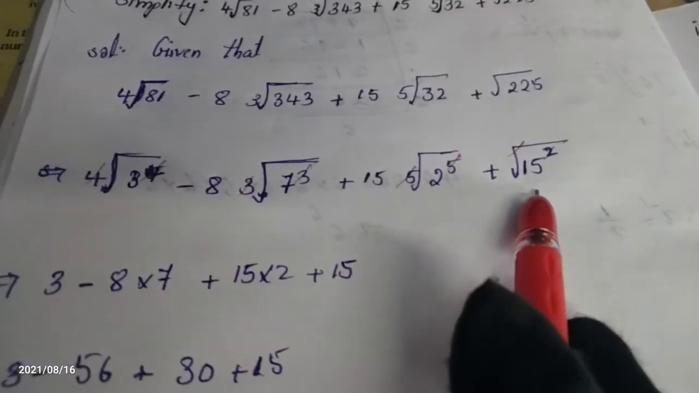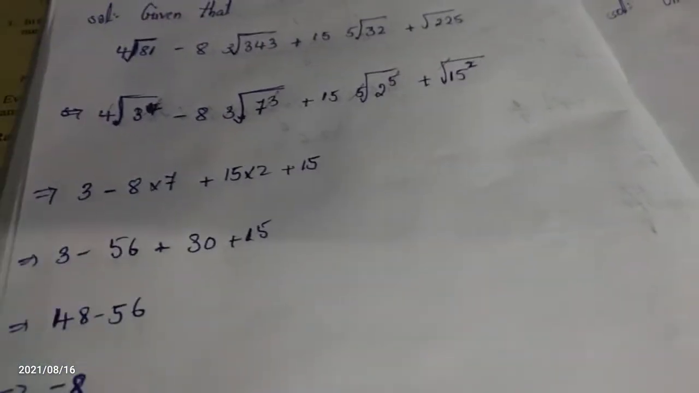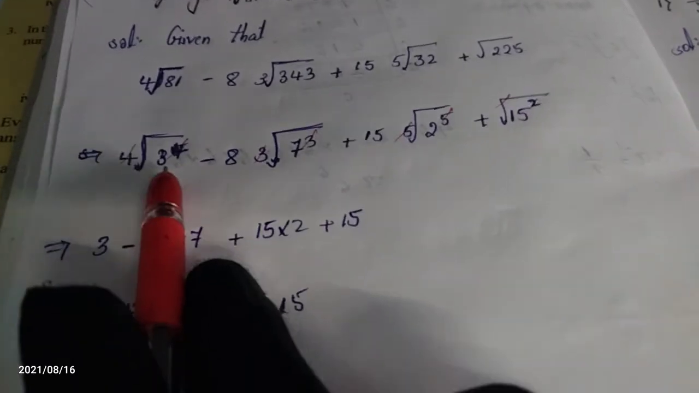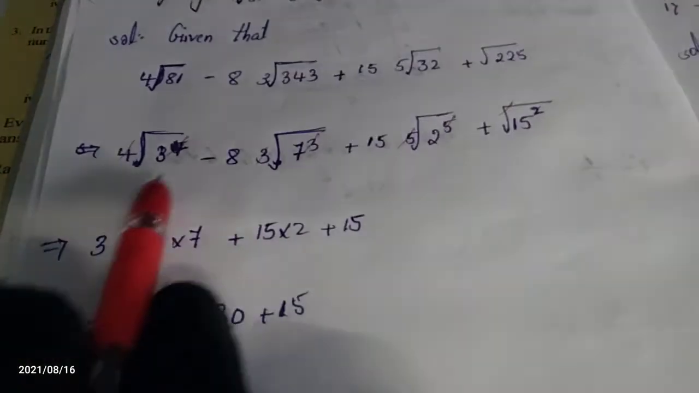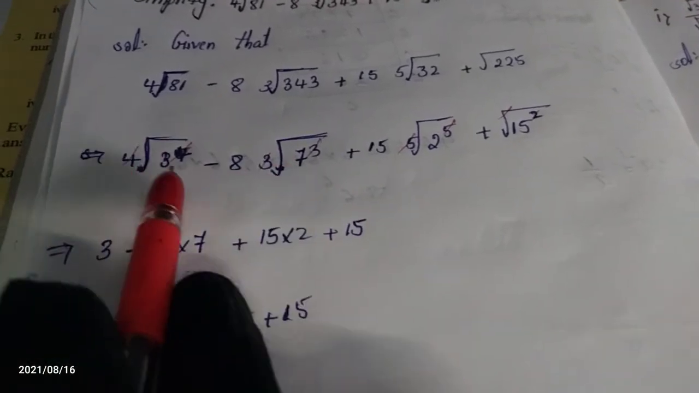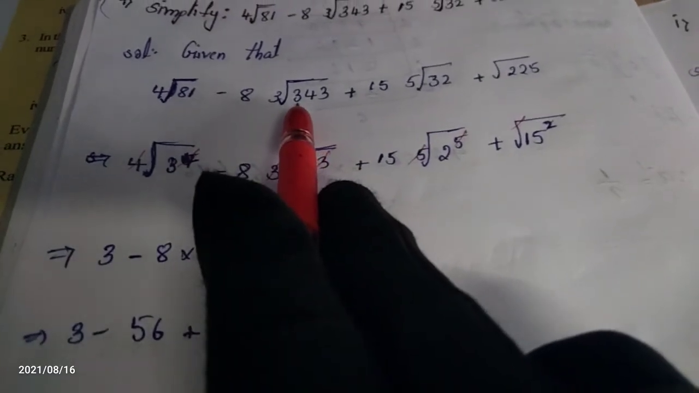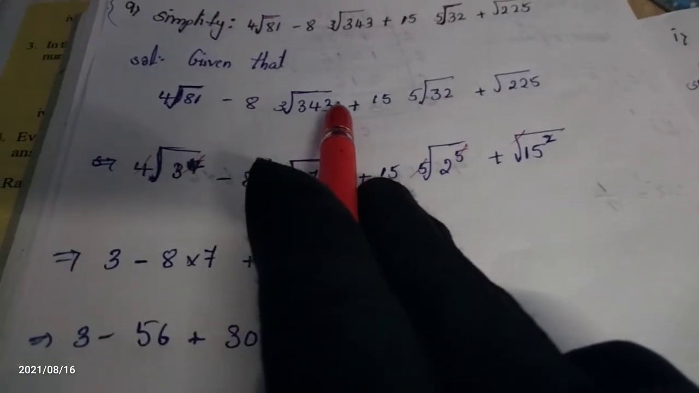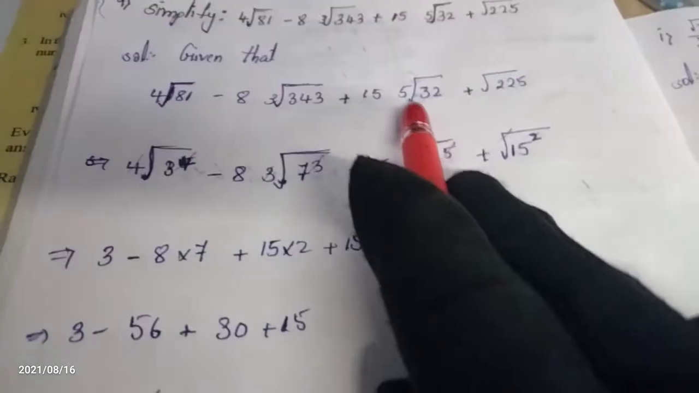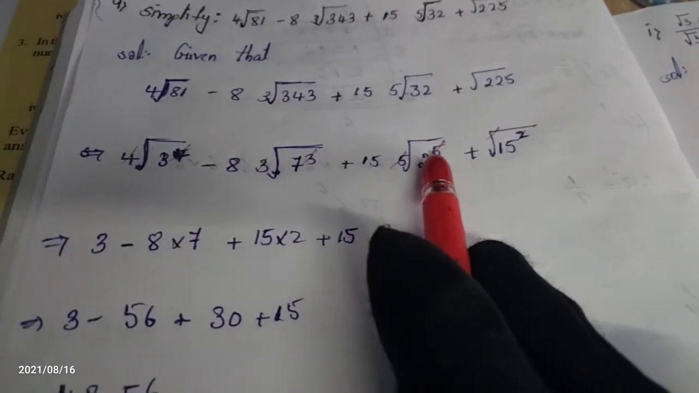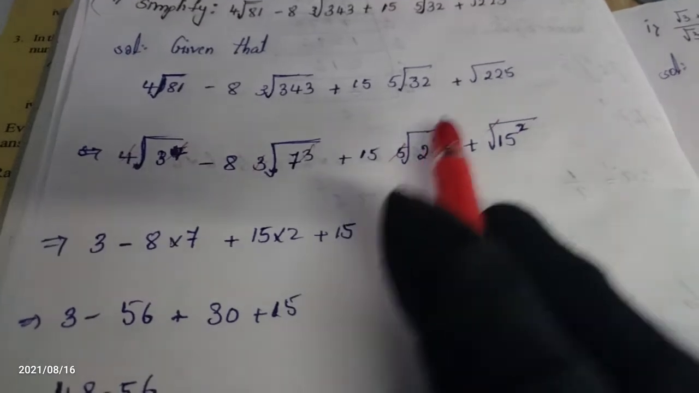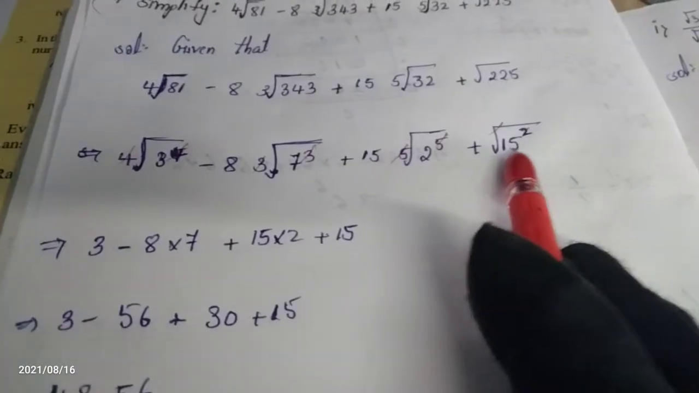This first step is difficult. The remaining simplification is simple. We just have to remember the first step: how can we change the numbers under the roots? 81 can be written as 3 to the power of 4, 343 can be written as 7 cube, 32 can be written as 2 to the power of 5, and 225 can be written as 15 square.